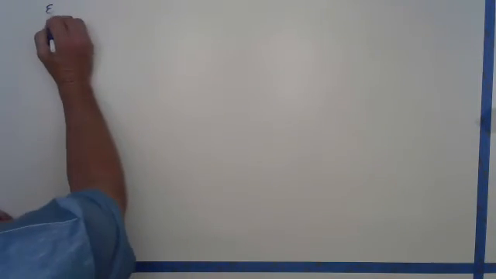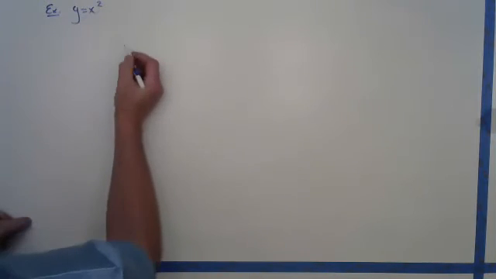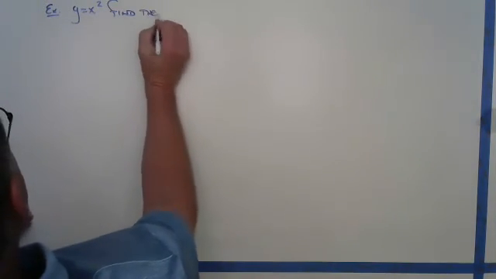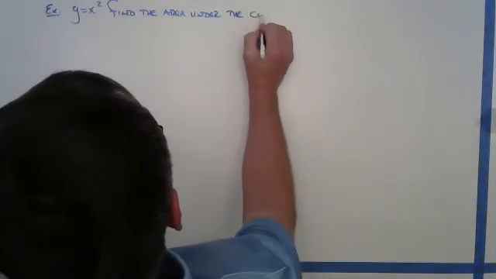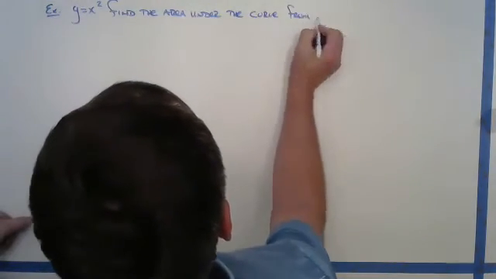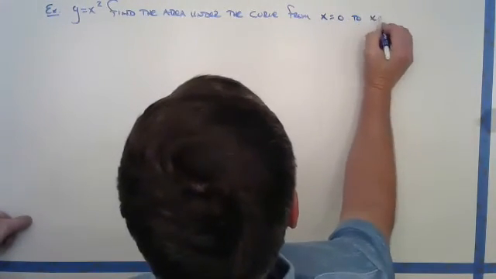Every single time we do this, it's going to be width times height, width times height, width times height. And if you can keep track of what you're doing, then you're going to be fine. So let's do what Newton did. It was good enough for Newton, it's good enough for us. Let's take the function y equals x squared and find the area under the curve from x equals 0 to x equals 1.